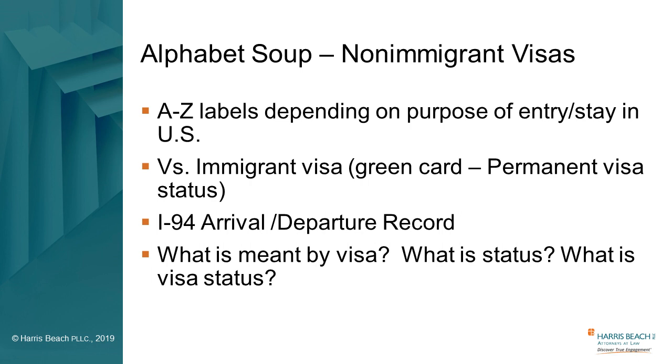The I-94 arrival departure record, from most countries, they are issued and given a record. In Canada, they're not issued any sort of document for that. But that really determines their status. That's the controlling document for anyone who comes in under a non-immigrant visa category, because that's done at the border or the port of entry when they come in. So that's their primary record through CBP, Border Patrol.